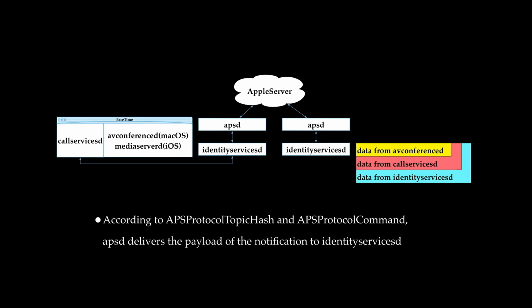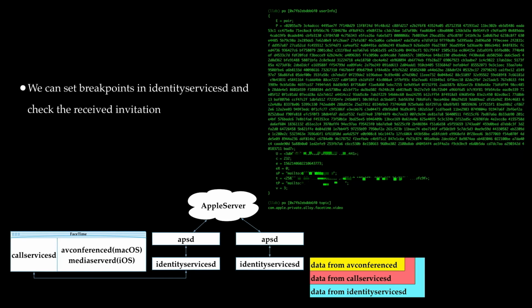APSD will, according to the APS protocol topic hash and APS protocol command received, deliver the payload of the notification to IDS Service D. We also set breakpoints in IDS Service D and check the received invitation. It looks like the picture on the right side.